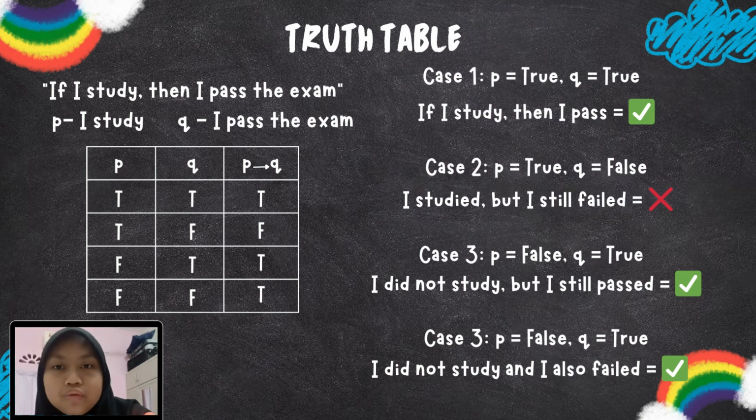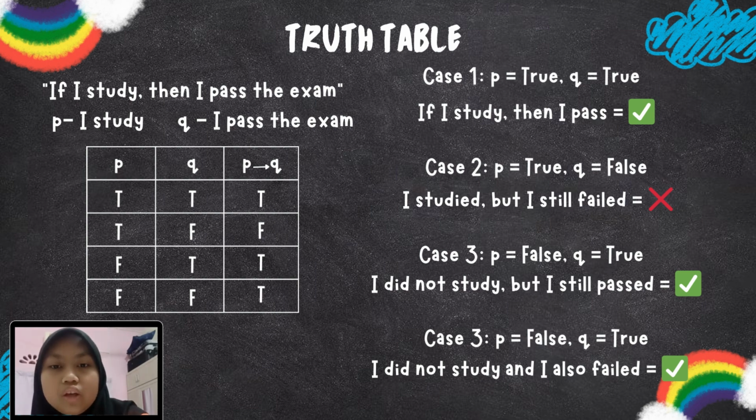Lastly, case 4, where P is false and Q is false. In the last one, both P and Q are false, which means I didn't study and I also failed, and this implication is still considered true because the condition didn't occur. The implication is considered true because logical implication only checks what happened when P is true. So if P is false and Q is false, then the statement will be true.